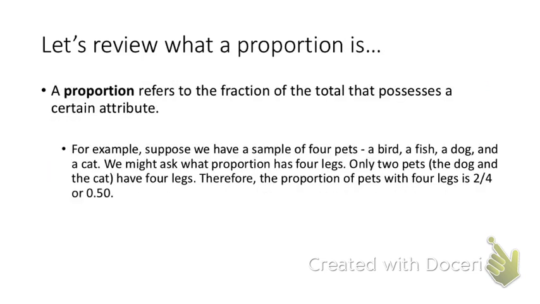Let's review what a proportion is versus what a mean is. So we've got proportions and we have means. A proportion refers to a fraction or a percentage. So 2 out of 4, 50%, something like that. You don't need to write all of the example if you don't want to. If you want to just write what a proportion is, then that's fine.